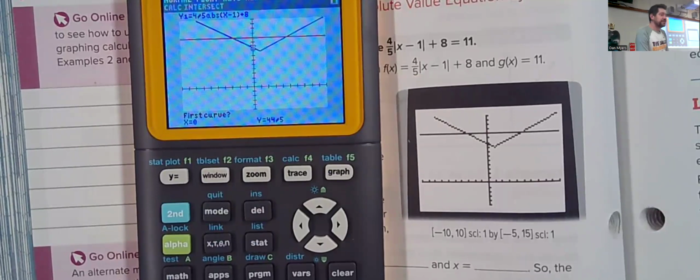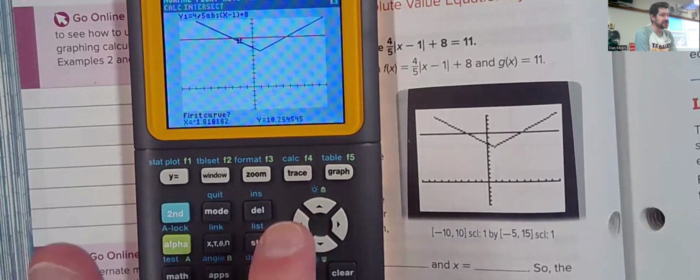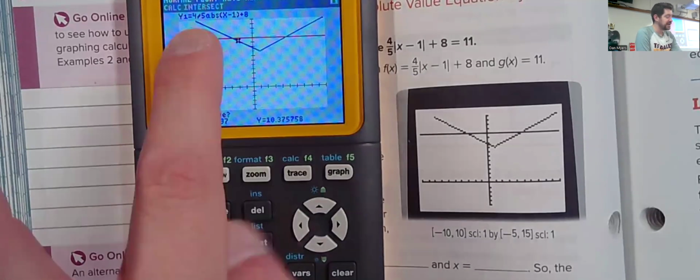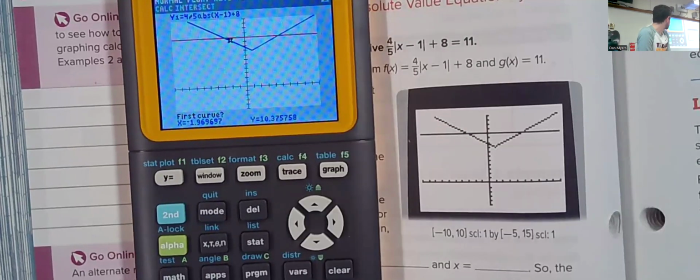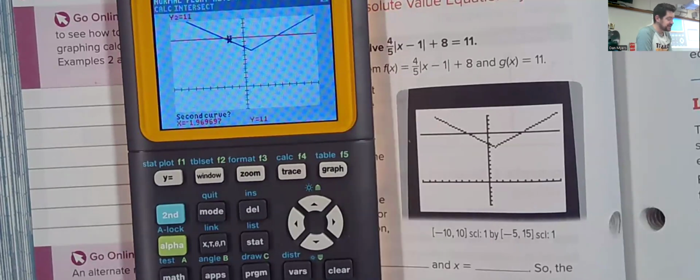Now it's going to ask you first curve question mark, and what you need to do, because there are 2 points of intersection on here, we need to get as close as we can to that point of intersection we want first. So I'm going to scroll to the left a little bit to move that a little bit closer so the calculator knows that I'm looking for this point of intersection and not that one yet. So I'd say that's close enough. I'm just going to hit enter. And then over here, that's close enough as well.